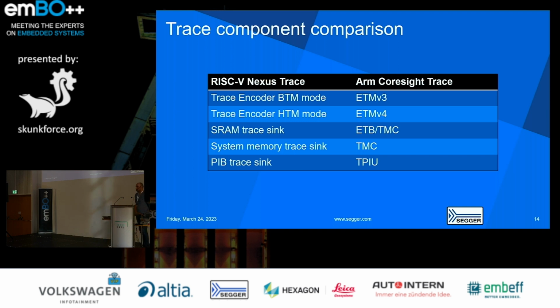This is an advanced way of buffering your data, because now you can use any type of system memory instead of a dedicated one. So you can have some DDR RAM that you have loaded up and then just dump the data in there. And then you have the pin trace sink, which is the TPIU on ARM.